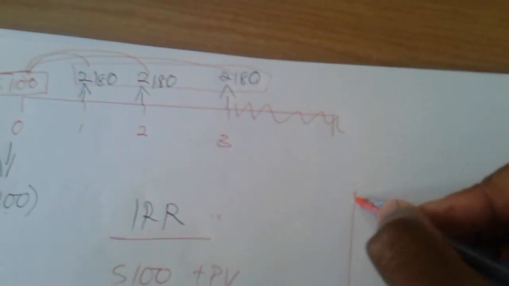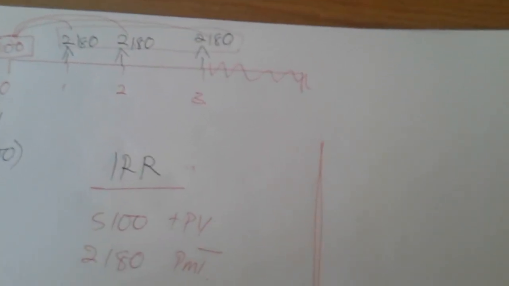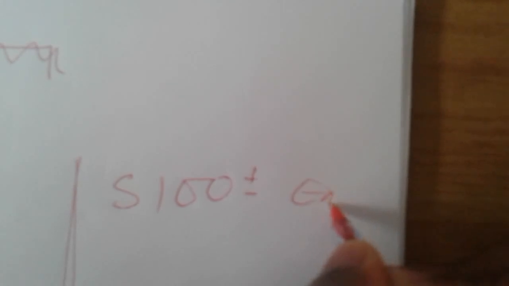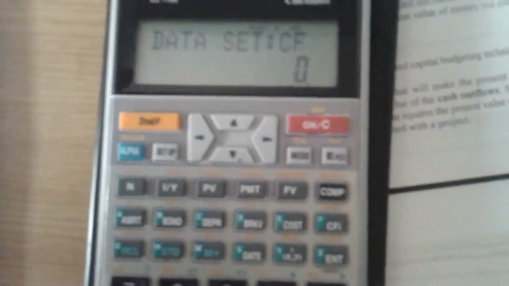Now let me show you another way which we are going to use for many of our questions here. So that method is 5,100, which is the investment, plus minus, enter. So 5,100 plus minus enter. Your machine must now say data CF 0. It means you have entered cash flow 0, right?